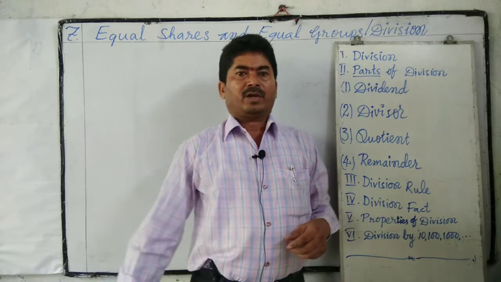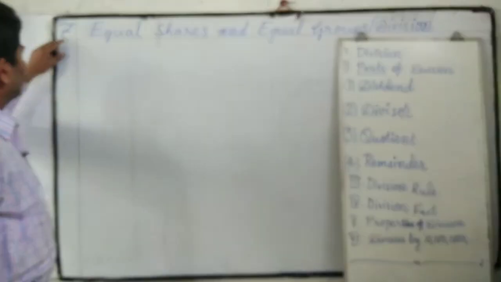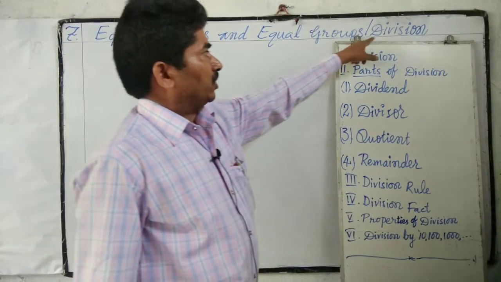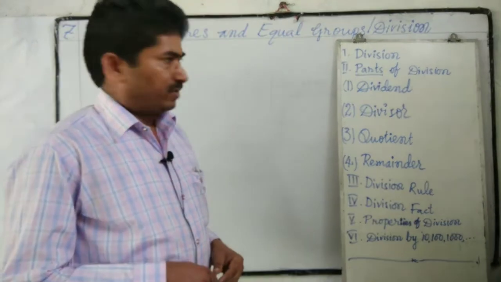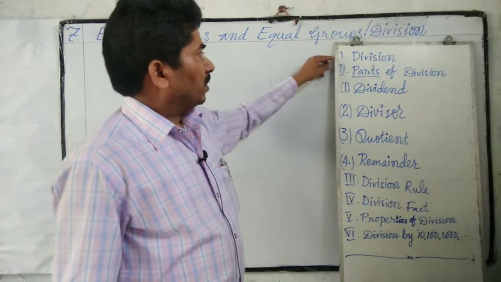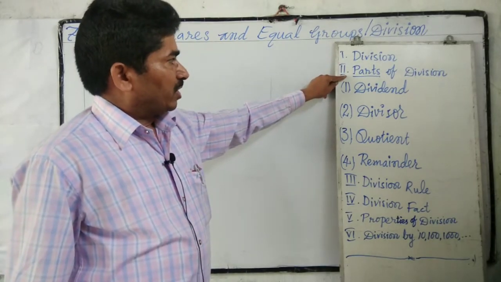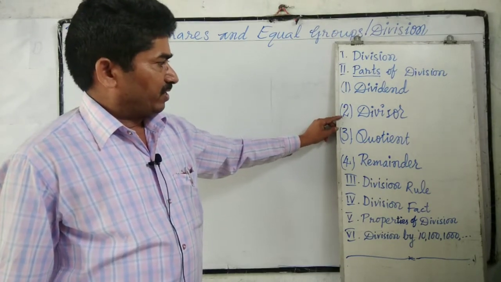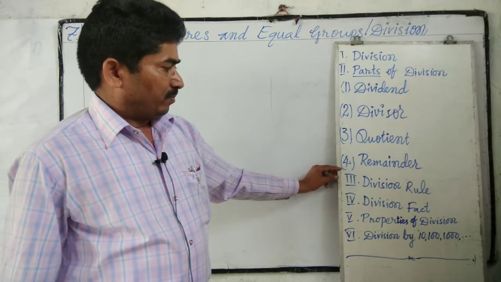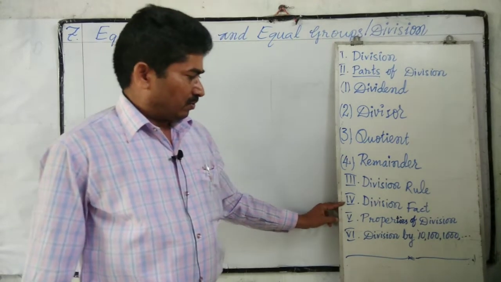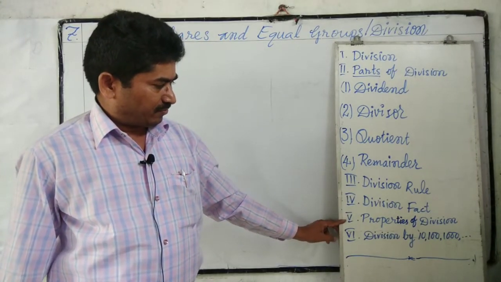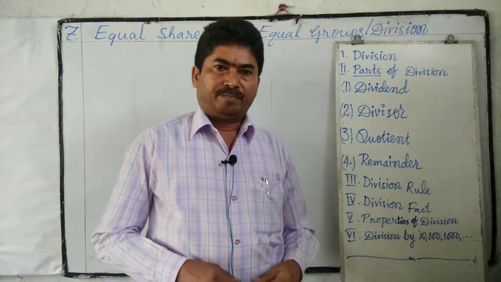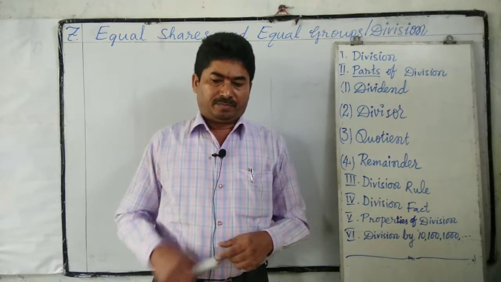In this video, I would like to teach you chapter 7, equal shares and equal groups, nothing but division. In this division, we have to learn about parts of division: dividend, divisor, quotient, remainder, and division rule, division fact, properties of division, and division by 10, 100, 1000. Let us learn one by one.